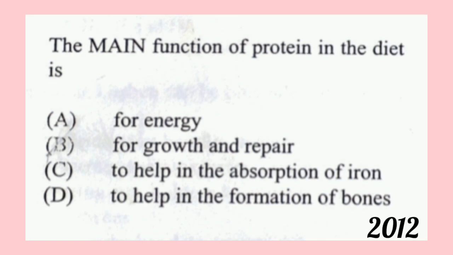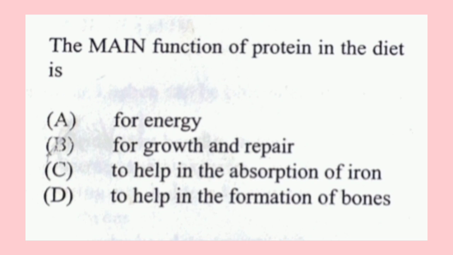Alright, so let's take a look at this multiple choice question from the 2012 question paper. Now we're going to use the elimination method to come up with the correct response. So the question reads, the main function of protein in the diet is... Alright, so the first thing that we're going to do is to read through all of the answer choices. So option A says for energy, B for growth and repair, C for help in the absorption of iron, and D to help with the formation of bones.